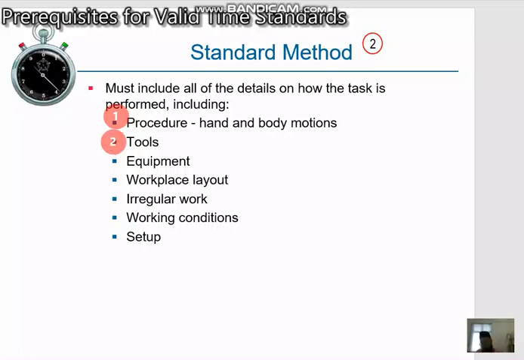Second, tools. These include hand tools and portable power tools, fixtures and gauges used in the procedure. Okay. The third, equipment, includes machinery and safety equipment used to perform the task. Fourth, the workplace layout. This is important. How is the workplace arranged? What are the locations of the parts and tools that will allow for the most efficient methods?